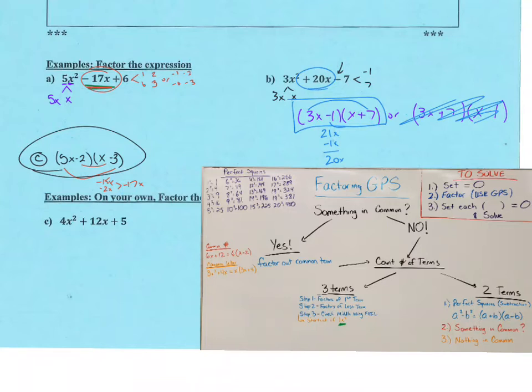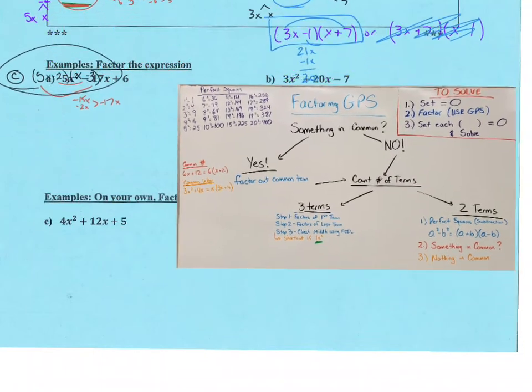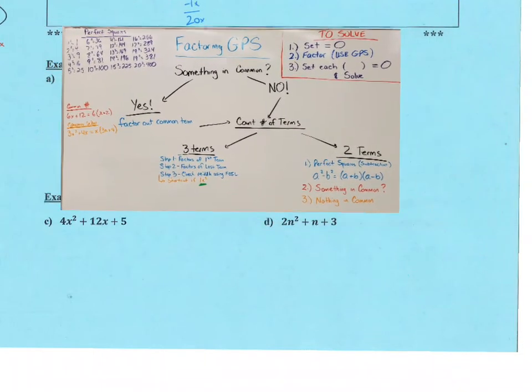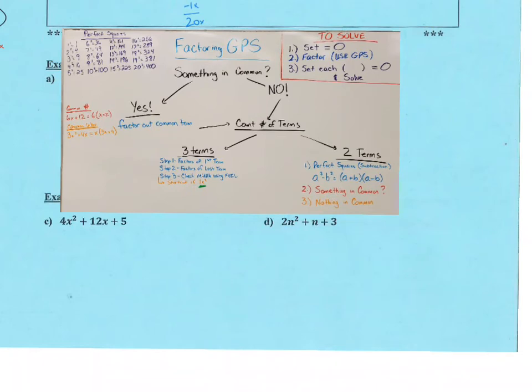So we're literally doing everything exactly the same. We're just adding more steps, a little bit more work. So, C, exact same concept. I have 3 terms.